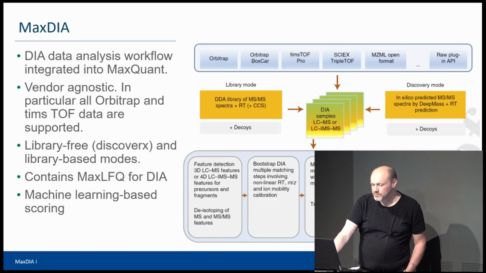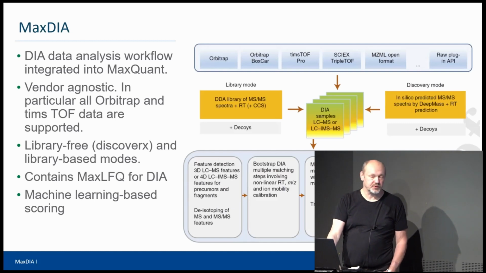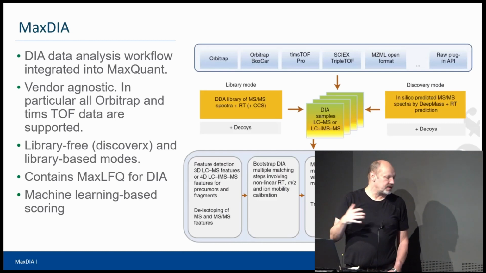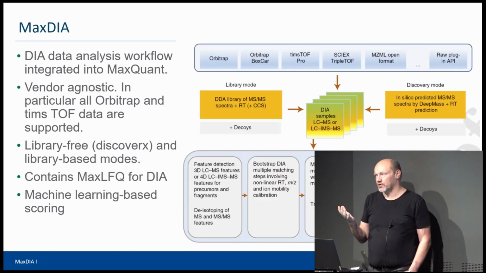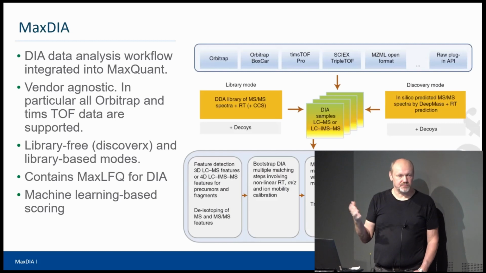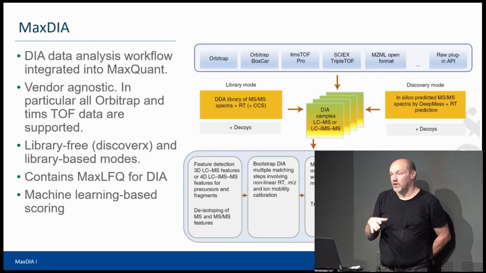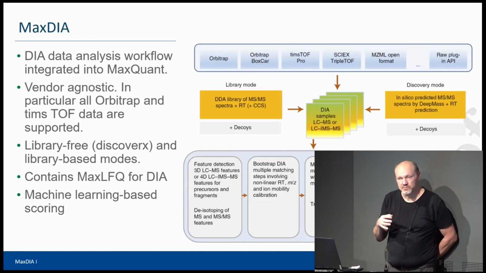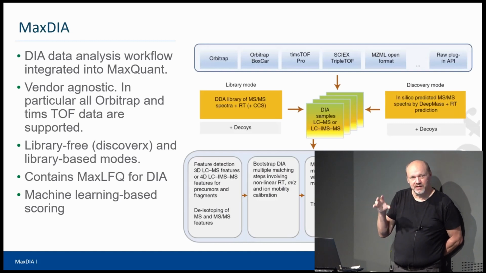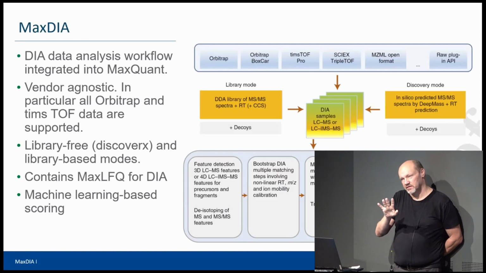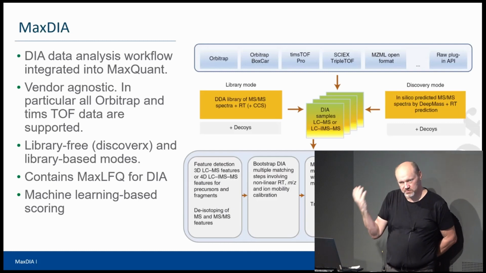And yeah, so it can be used in library-based mode, where you actually acquire a library. That could come, for example, from DDA data of the same or similar samples, or the library could also come from DIA samples. So actually, once you make a DIA run with MaxQuant, no matter where this library came from, you can then export a new library from the DIA data. So it would actually have the fragment intensities from the DIA samples, right? So you can also use this as a library.